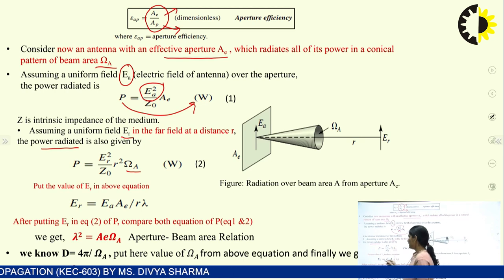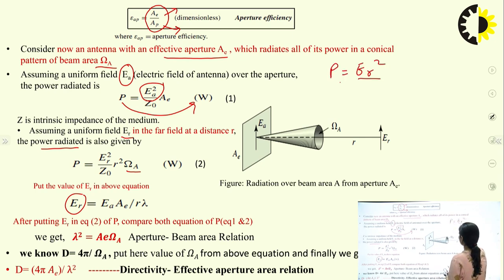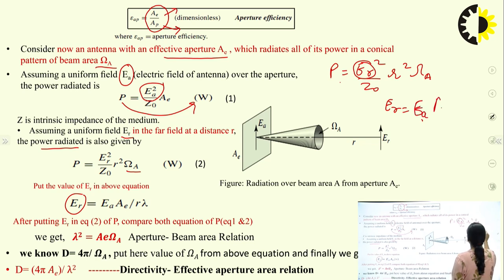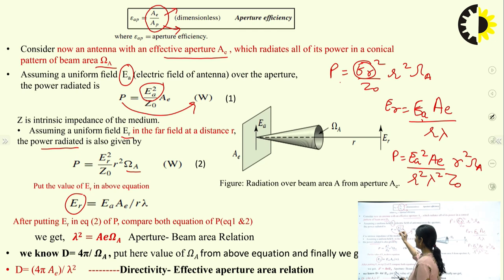Now, ER is equal to EA AE upon R lambda. Put this ER in the equation P = ER squared upon Z naught R squared omega A. So P is equal to EA squared AE squared upon R squared lambda squared Z naught, times R squared omega A. So this is power P = EA squared upon Z naught times AE in the form of ER. When you put the value of ER, you get P = EA squared AE squared R squared omega A upon R squared lambda squared Z naught.